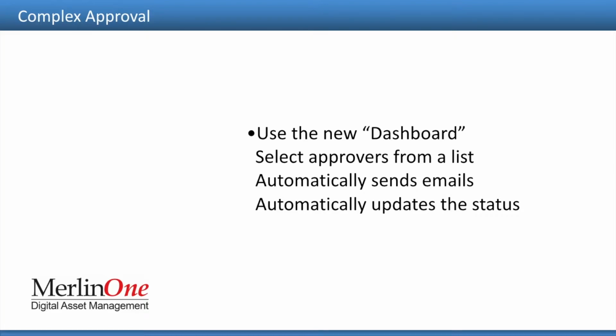The complex approval process uses our new dashboard functionality, and this allows you to set deadlines and select approvers from a list. And so these are people that are assigned to the role of approver, and you can actually request approvals. It automatically sends out emails and allows you to go in and monitor the status of either items that you have asked to be approved or items that you need to approve for someone else.